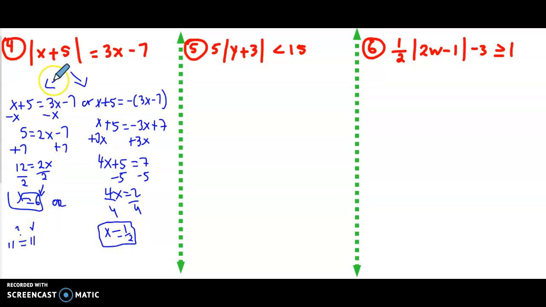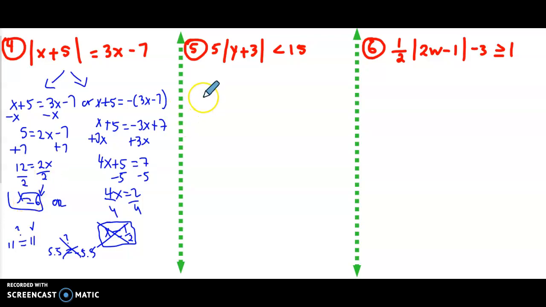If I put a half, a half plus 5 is 5.5, and absolute value of 5.5 is 5.5. Let's go to the other side. 3 times a half is 3 over 2, right? Which is 1.5. And 1.5 minus 7 is negative 5.5. So this is not working. This is not a true statement, which means I can't accept this. This is an extraneous solution. It's not making the original problem correct. So in this specific case, I'm going to accept only the one answer. So that is with equations.